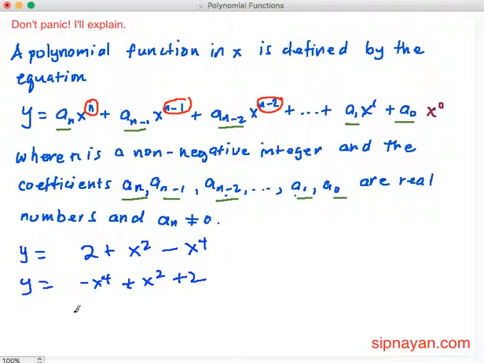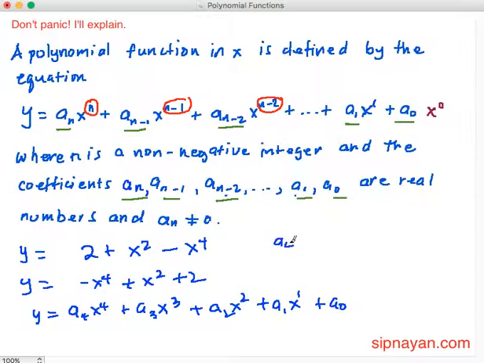So, we have a sub 4 x to the 4th plus a sub 3 x cubed plus a sub 2 x squared plus a sub 1 x plus a sub 0, no? So anong number dito sa x to the 4th? Anong a sub 4 natin? That's negative 1, di ba? Ang a sub 3 natin, meron ba kayong nakikitang x cubed dito? Wala, di ba? So a sub 3 is 0.